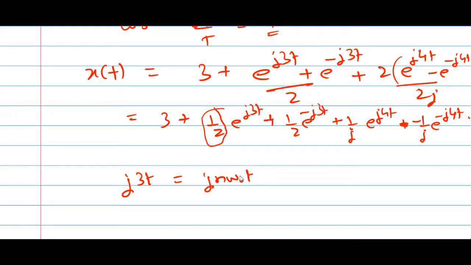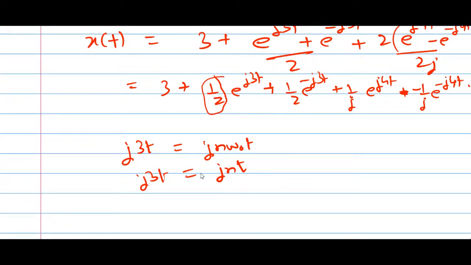Omega naught value given is 1. So that is nothing but jnω0t equal to j3t. So j and t get cancelled out. So n value is 3. N value is 3. So this is the coefficient. We have compared this 3jt. So this is nothing but C3. And this is minus 3jt. That means this is nothing but C minus 3.